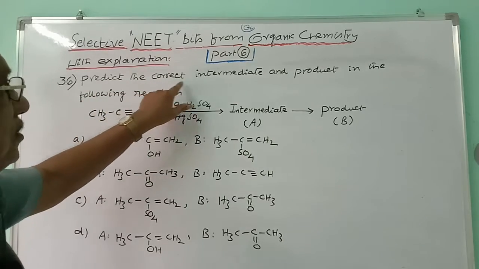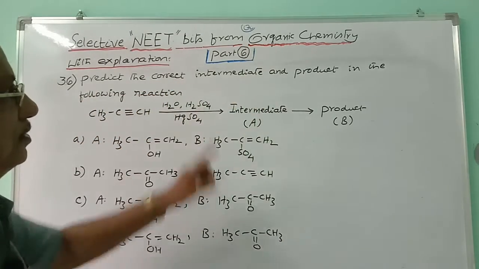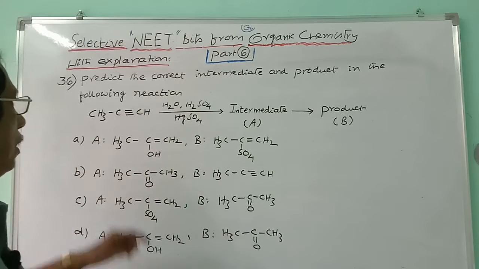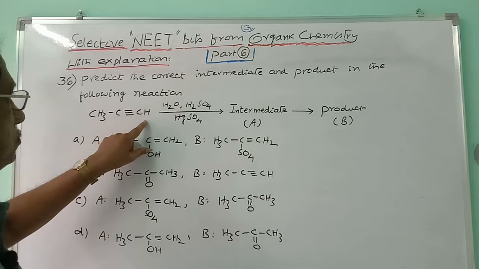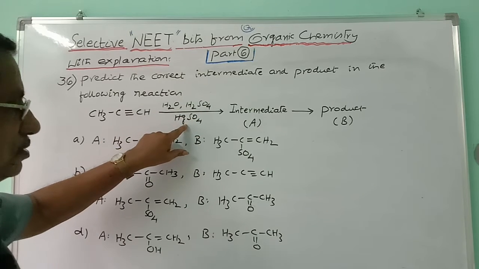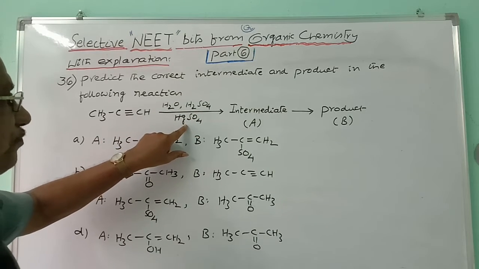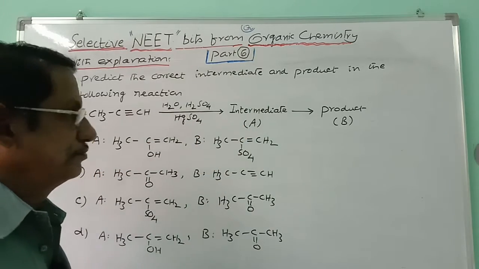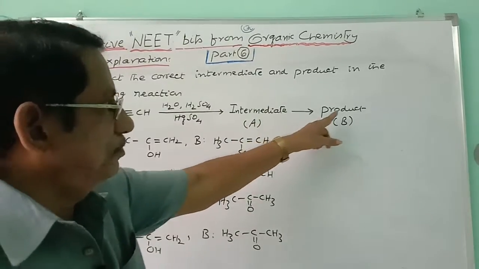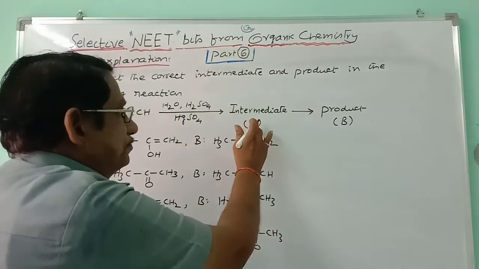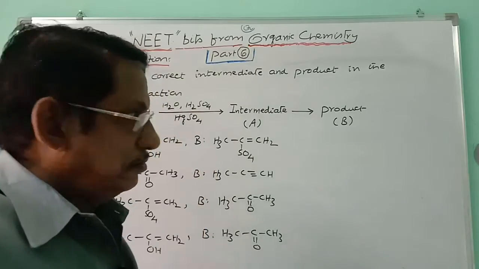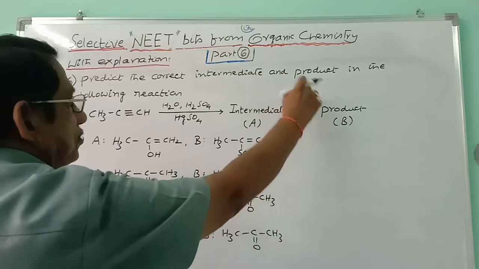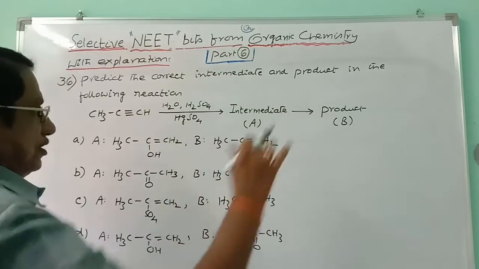Predict the correct intermediate and product in the following reaction. Propyne, dilute sulfuric acid and mercury sulfate as the catalyst here. The intermediate obtained is unstable, of course, and thereby the intermediate is finally converted into the product. Intermediate is A, product is B. What are A and B in this particular reaction?